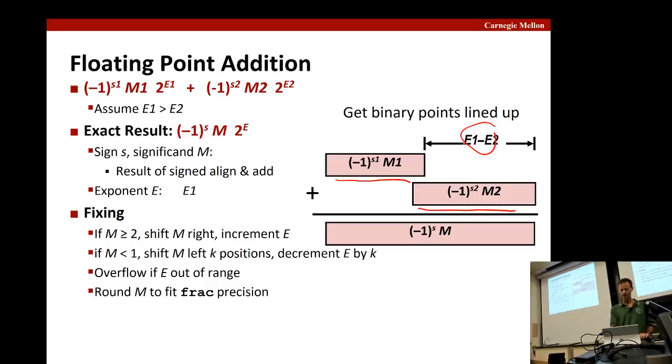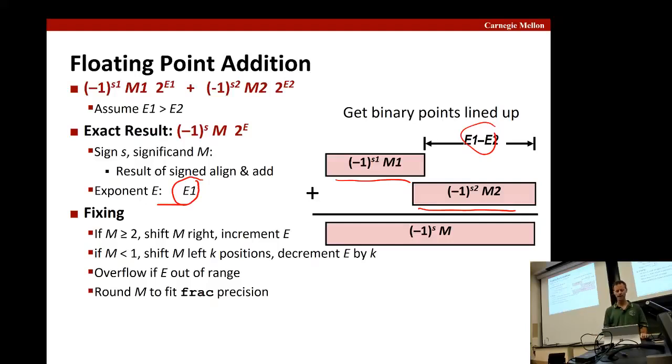Okay. And then we're going to take the exponent to be the larger of the two, right? Because that's what we're kind of doing when we line them up. We match it to the larger of the two. And then we have to do this fixing, right? So again, if m is greater than or equal to 2, we want to shift to the right and increment this exponent and so forth.